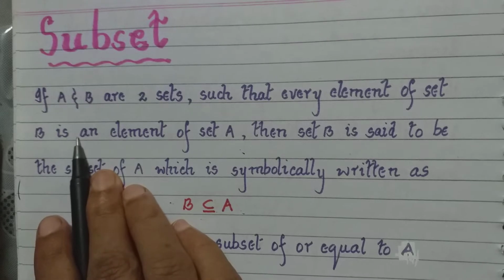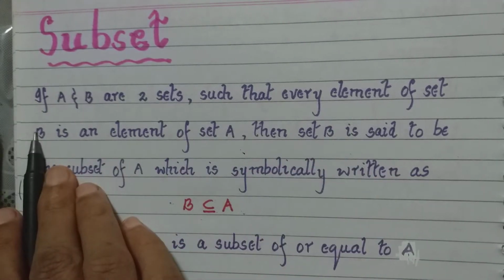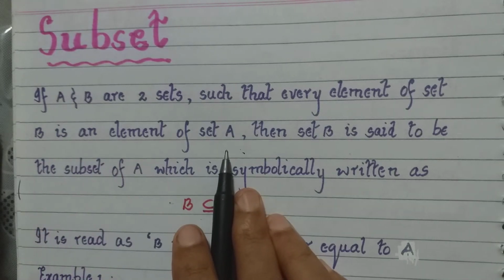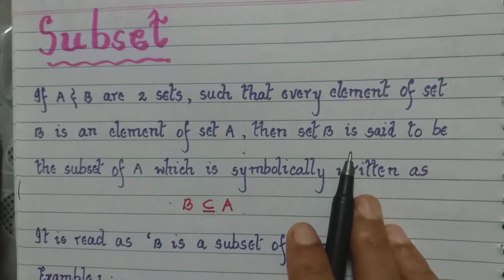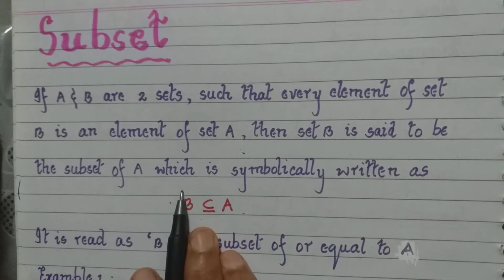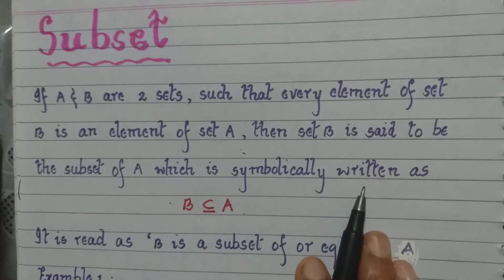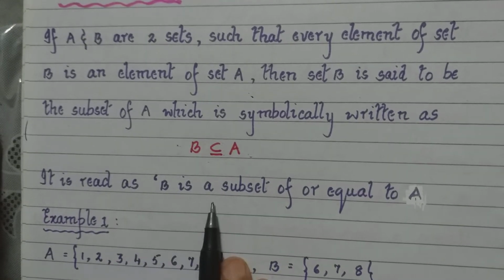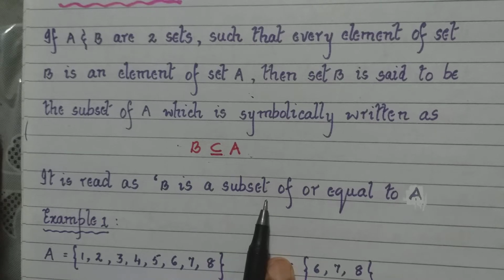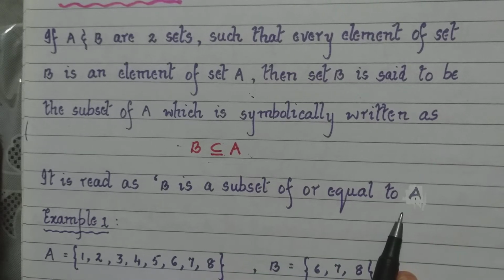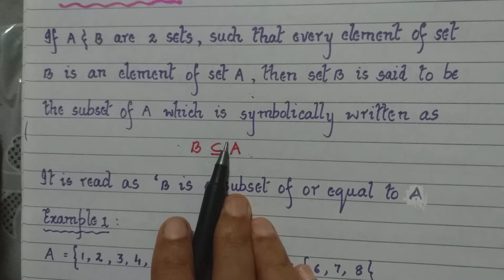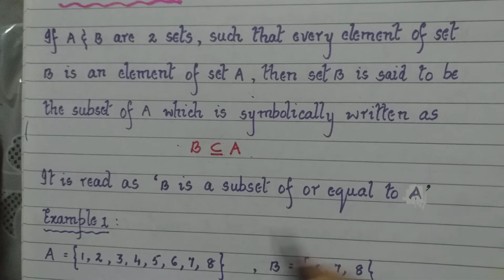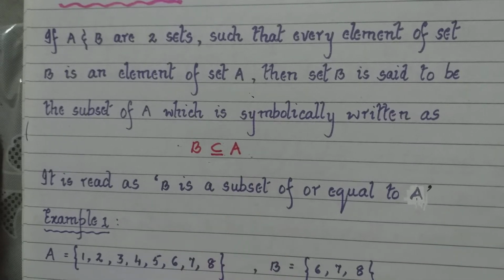So what is the condition? Every element of set B should be an element of set A, then set B is said to be the subset of A, which is written this way. Now, how is it read? It is read as B is a subset of or equal to A. This is how we read what is written symbolically.